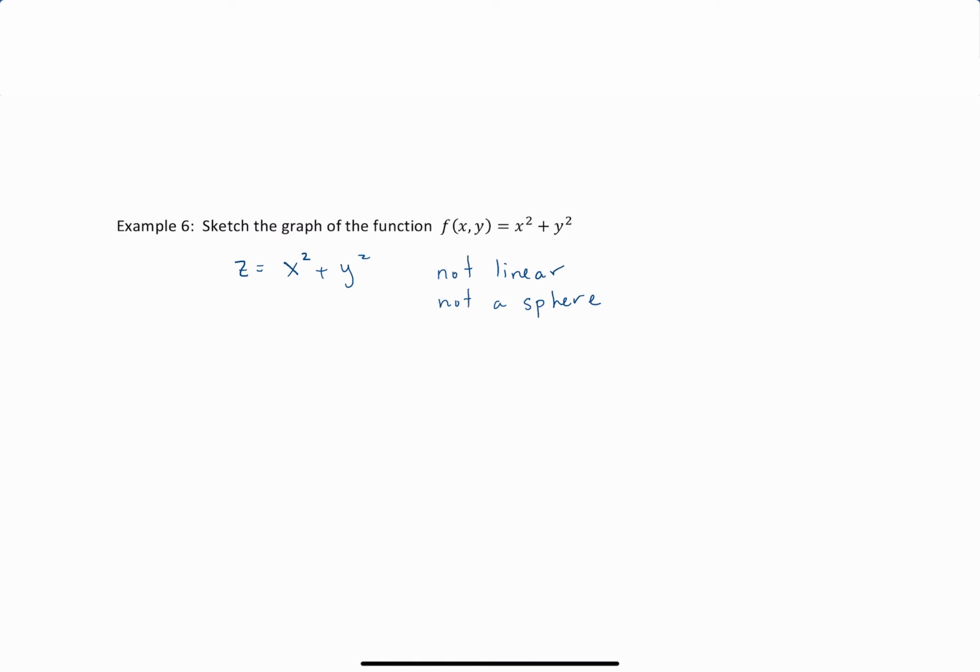So how to draw that? Honestly, we don't have the tools for drawing this right now. We need something called level curves, and I'll tell you about those in the next video.